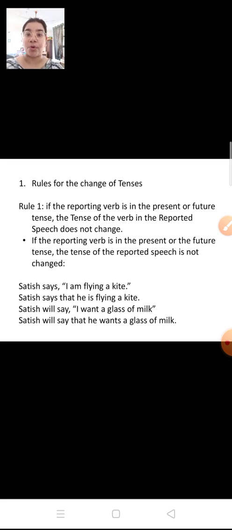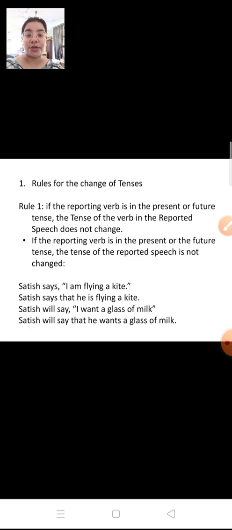The second point is, if the reporting verb is in the present or the future tense, the tense of the reported speech is not changed. Now let us see an example and you will get clarification on this. Satish says, I am flying a kite. That means it is in present tense. When we change it into indirect speech, it will be: Satish says that he is flying a kite.